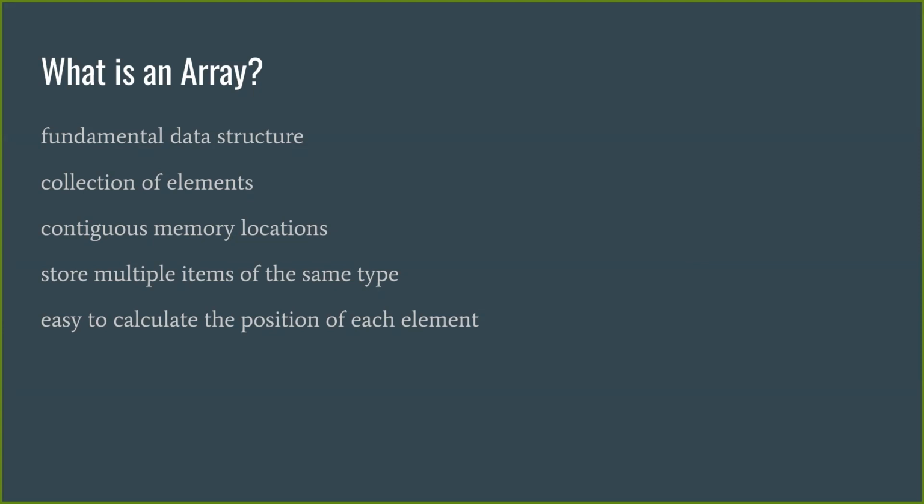And these items are stored at contiguous memory locations. What I mean by contiguous memory location is that these elements are next to each other in memory. And the idea is to store multiple items of the same type together, which makes it easy to calculate the position of each element by simply adding an offset to a base value.